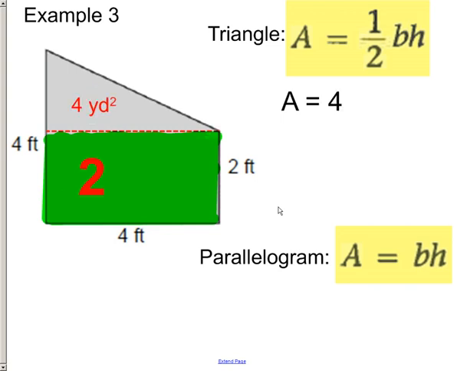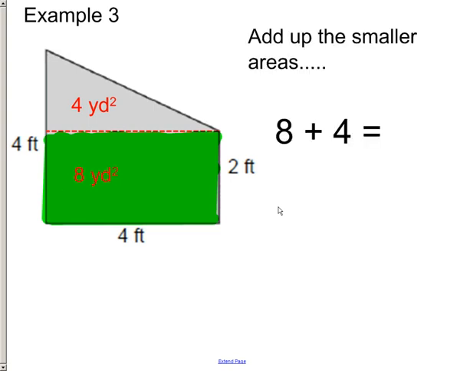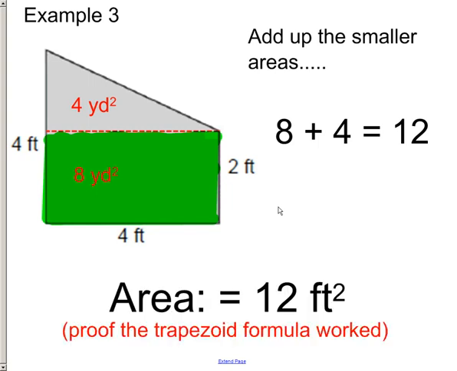So we know that it's 4 yards squared. Parallelogram, that one's pretty simple. 4 times 2 is 8. So area of the parallelogram is 8, and 8 plus 4 is 12, just like we'd found out working out the trapezoid formula. So that formula, even though it's weird, it really does work.